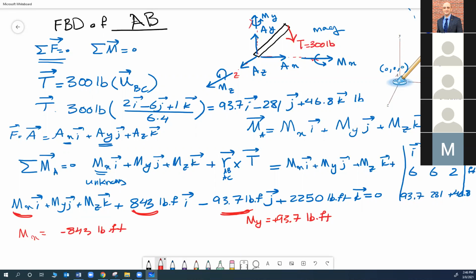The magnitudes are similar to the one that we found before, right? The other magnitude was for Ax, so totally irrelevant. And finally, your Mz is going to be 2250. Sorry, this one was negative. This should be minus. Okay. 2250 pound-foot.